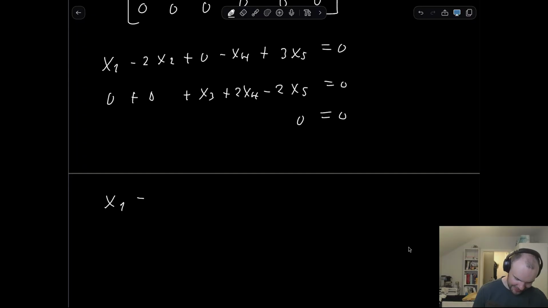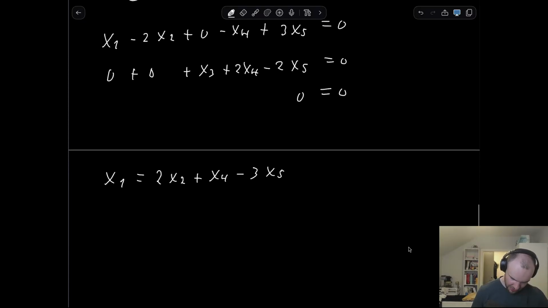So we could state that x1, that is explicitly defined, that was our pivot. That's equal to 2x2 plus x4 minus 3x5, like that. Okay, then x3 is also explicit.